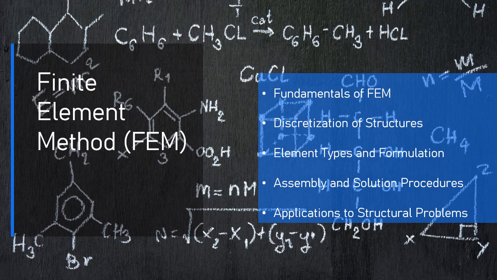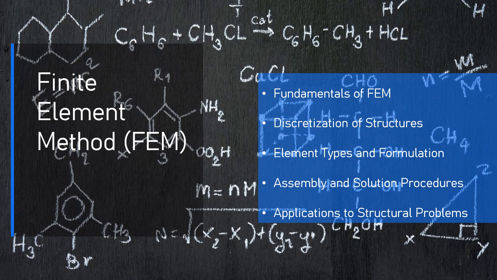3. Consistent and lumped mass matrices. In dynamic analyses, where inertia is considered, the mass matrix is used to account for the distribution of mass within an element. Consistent mass matrix is derived using shape functions and integrates mass distribution across the element. Lumped mass matrix simplifies the mass matrix by assuming that the mass is concentrated at the nodes, simplifying calculations for large-scale problems. 4. Force vector.